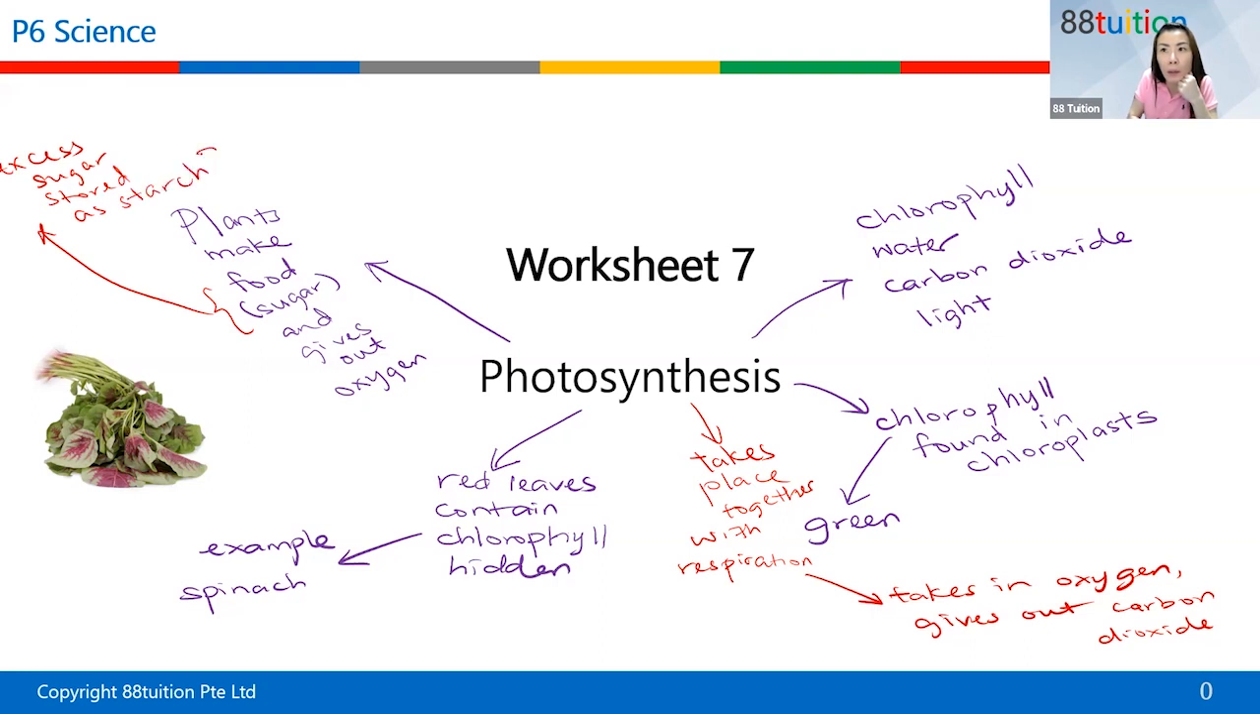Where will it be stored? Any idea? Those parts that are very tasty to eat. Okay, it's stored either in the roots or in the fruits. In the roots will be things like potato, isn't it? Right, the root vegetable. You can also find them in the fruits. So these are the examples. Okay, so can I go on now?